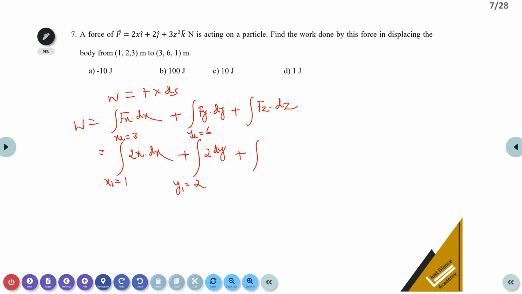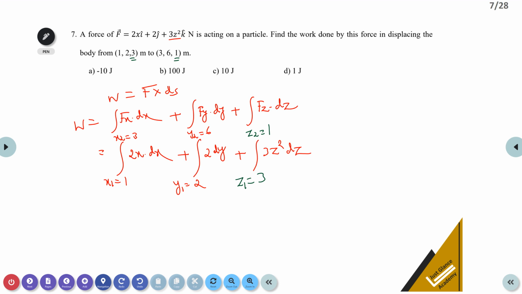Next, you write the z component. This is the z component, so 3z square dz. Which is the variable here? Z1 and Z2. Here Z1 equal to 3 and Z2 equal to 1.